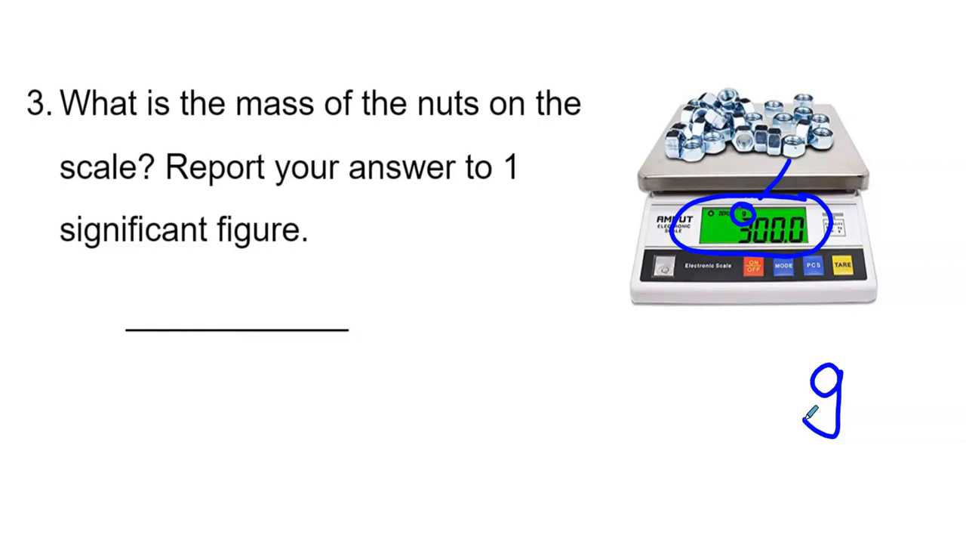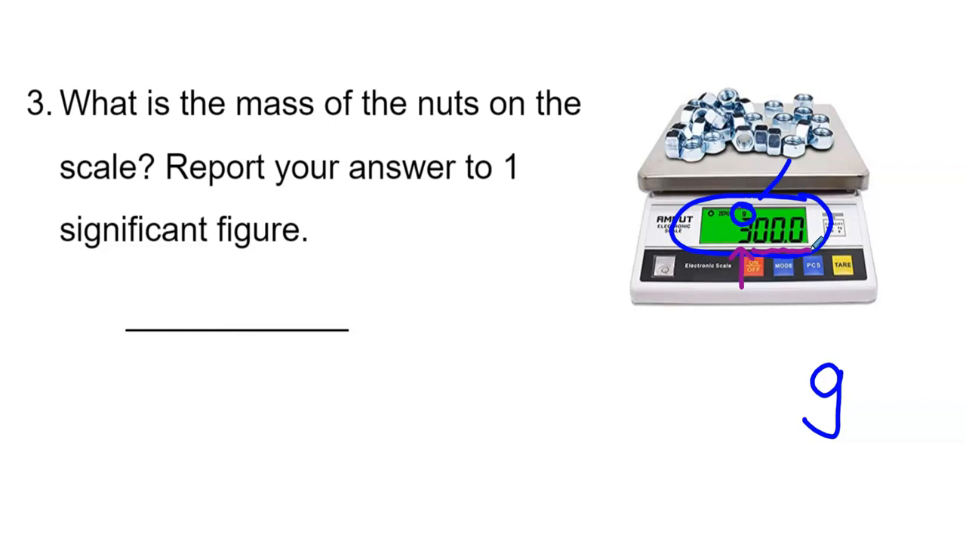Okay, and then it says report your answer to one significant figure, and it says 300.0 grams. So if I were to count significant figures here, remember that we start counting at the first non-zero number, and then our trailing zeros are significant if and only if they're to the right of a decimal point. But that's a little tricky here. A decimal point also kind of counts as a non-zero number.